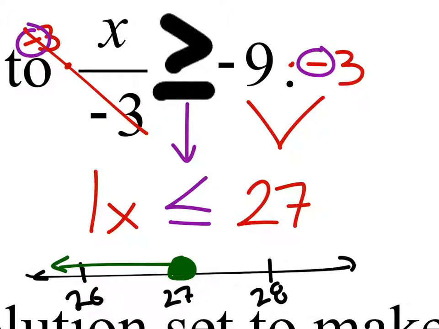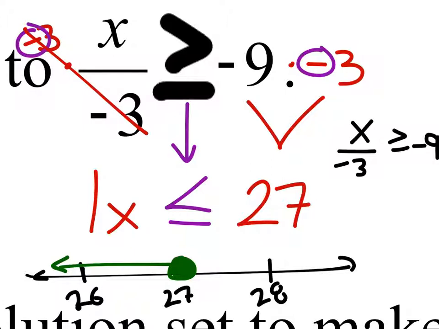So if we were to check, the line that we have there in green needs to tell us all the values that are correct. So going back to the original inequality, x over negative 3 is greater than or equal to negative 9. So we just need to choose a value on that green part that would give us a true statement. What value do you guys want to test?